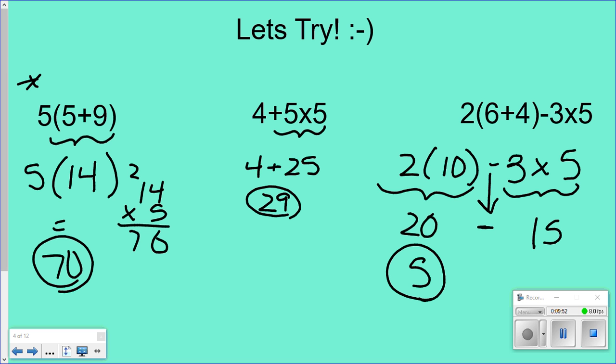Some people probably did subtraction first in there. Anybody have that problem where you maybe did your subtraction first? Yep, you got to be really, really careful. And that's why if you do it in steps, you can look at it and see, okay, what comes next? Then what comes next? So just be careful of that.